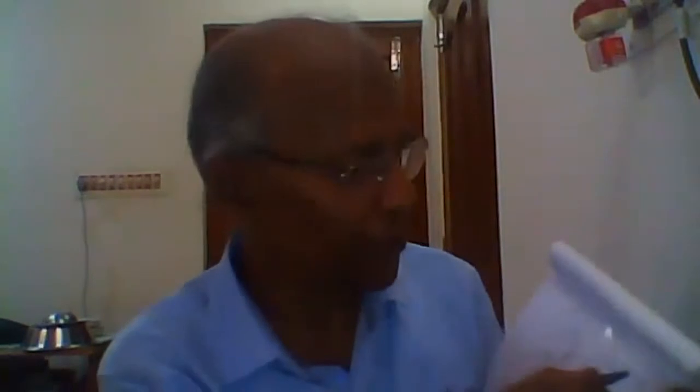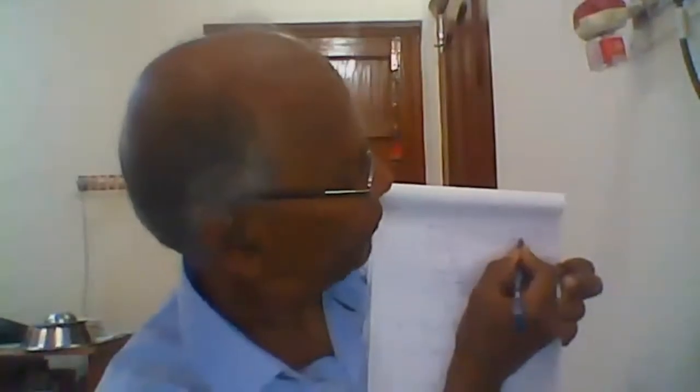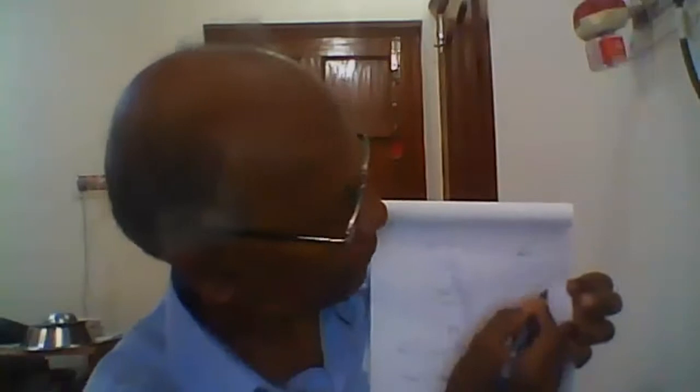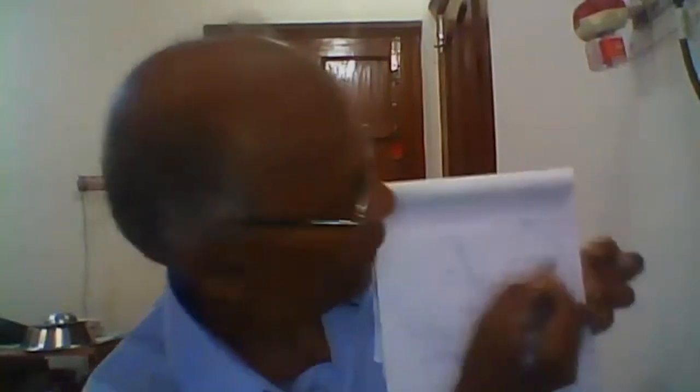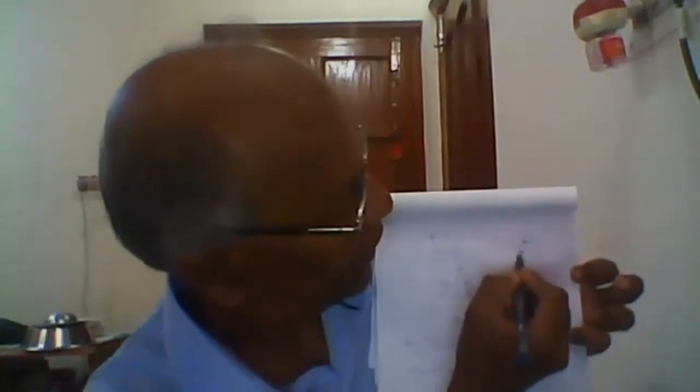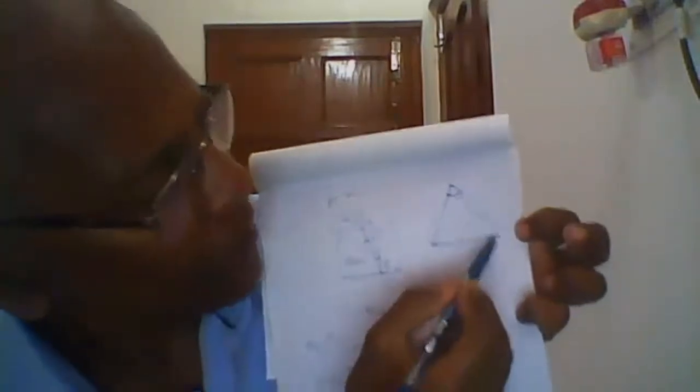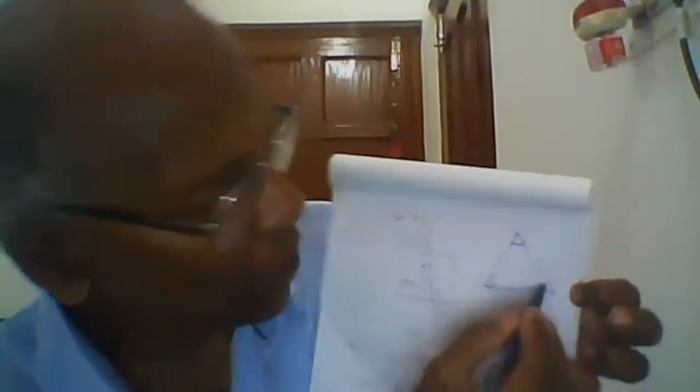I am drawing the principal section. So this is the principal section of the prism. This is the prism angle, the angle of the prism. This is the base of the prism, and these are the refracting surfaces. The refracting edge passes through this point, obviously. So these are the base angles of the prism.